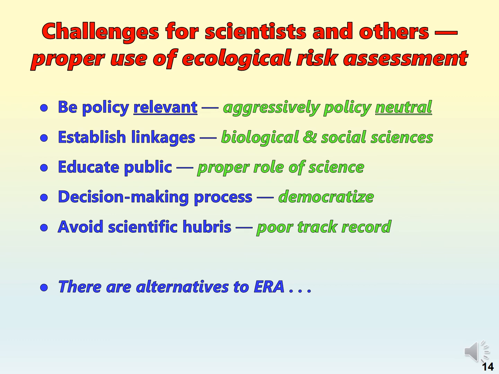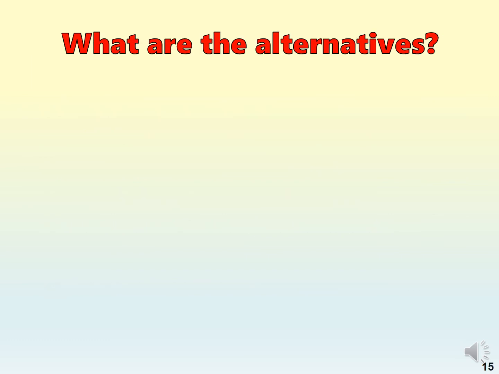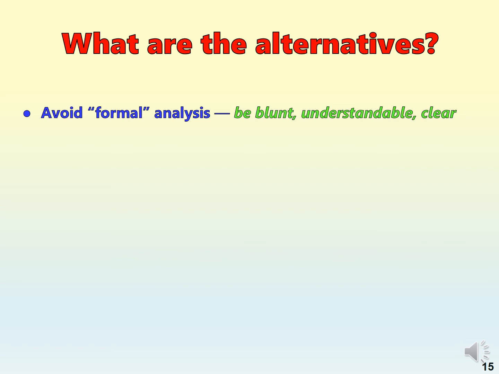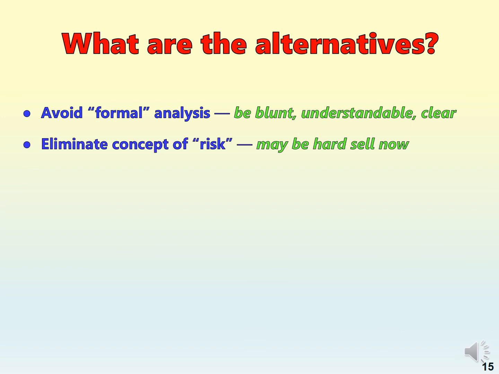There are alternatives to ecological risk assessment. Well, let's look at some of those alternatives. First, just avoid formal analysis. If you're a scientist, provide information in a blunt, understandable, clear way, a narrative way. Don't go into these formulations like risk assessment. They tend to confuse decision makers. So avoid formal analysis, including risk assessment.